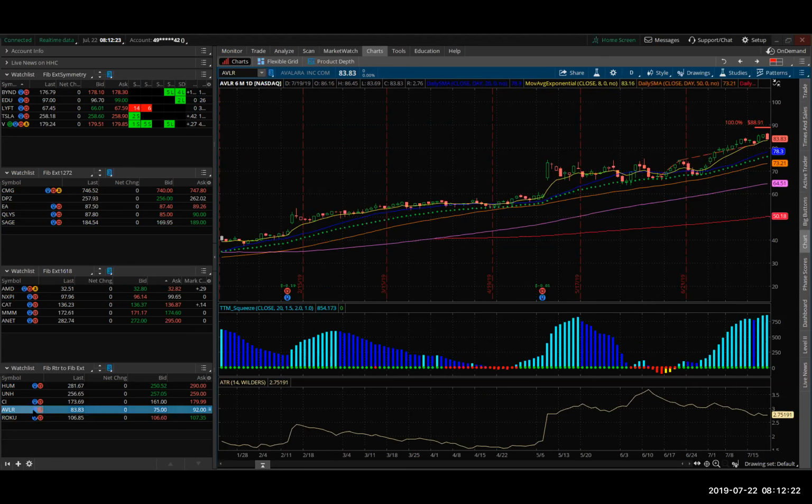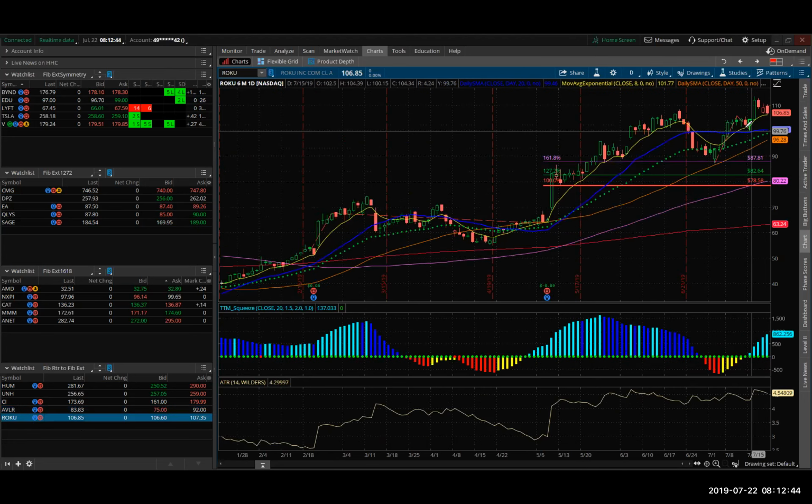Now, we're in the midst of earnings season, so you have to be aware of those catalysts, because they can drastically affect your stock. It can shoot up, it can shoot down, depending on whether you're short or long. You want to pay attention to that. So anyway, if I'm trading AVLR, I'm looking at this area as the next level.